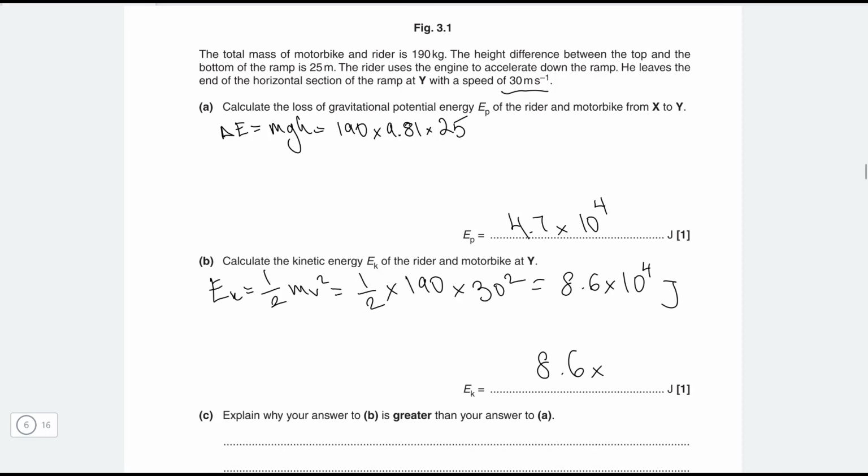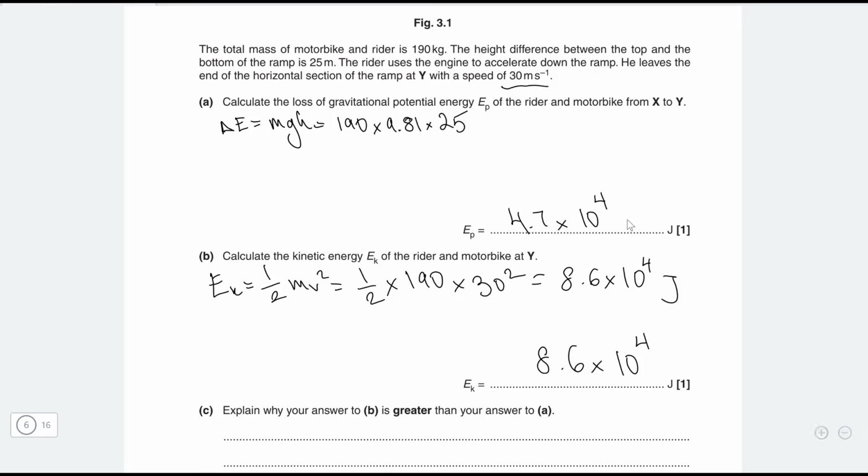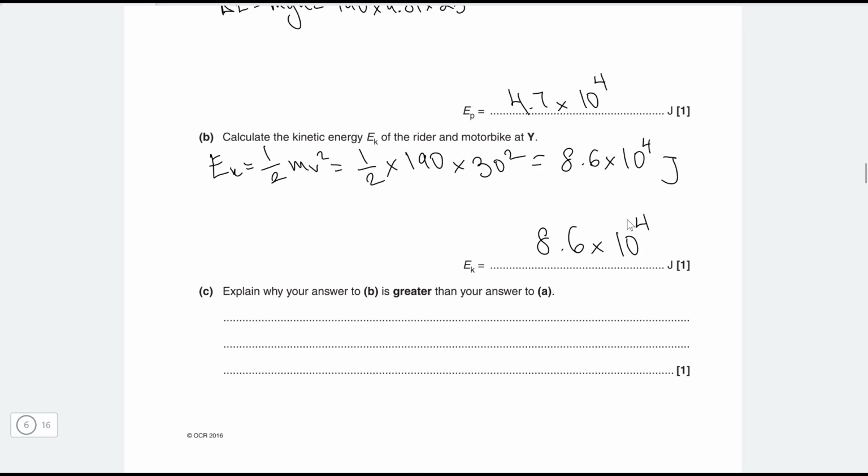Notice that this is considerably higher than the potential energy, and the rider would have had this much potential energy if they were not using the throttle, not using the engine, just coasting down. Anyway, explain why your answer to B is greater than your answer to A. Well, we've just really done that. Now let's write it down.